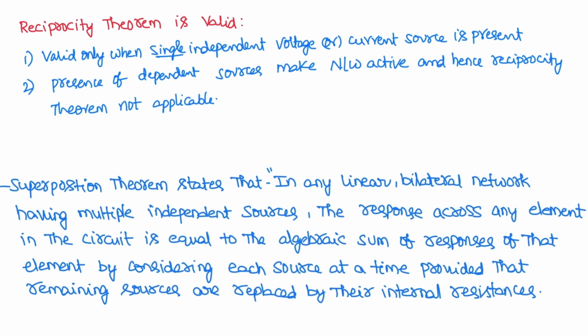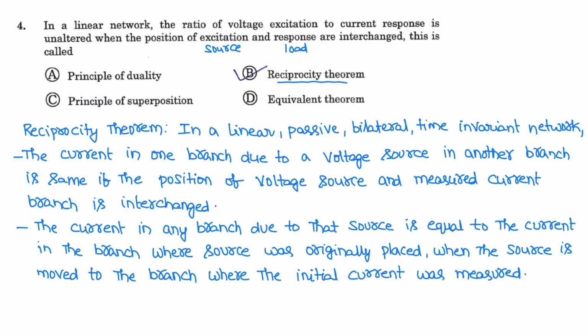The presence of dependent sources makes the network inactive. So this is applicable only for passive networks. The presence of dependent sources makes the network inactive, hence the reciprocity theorem is not applicable.